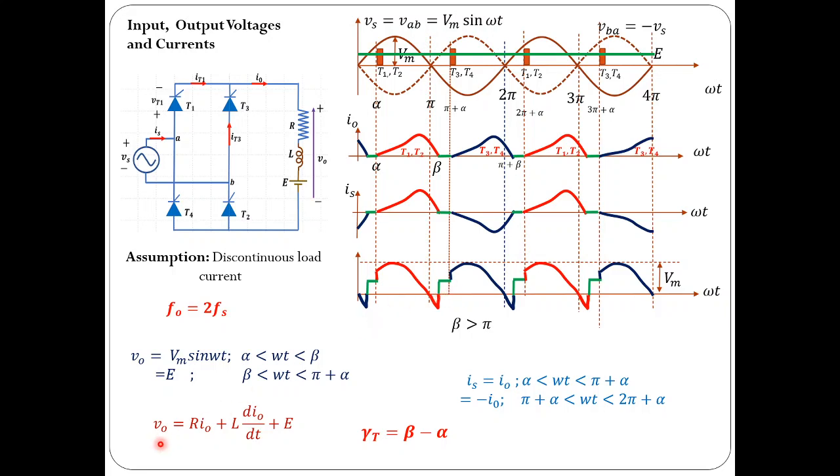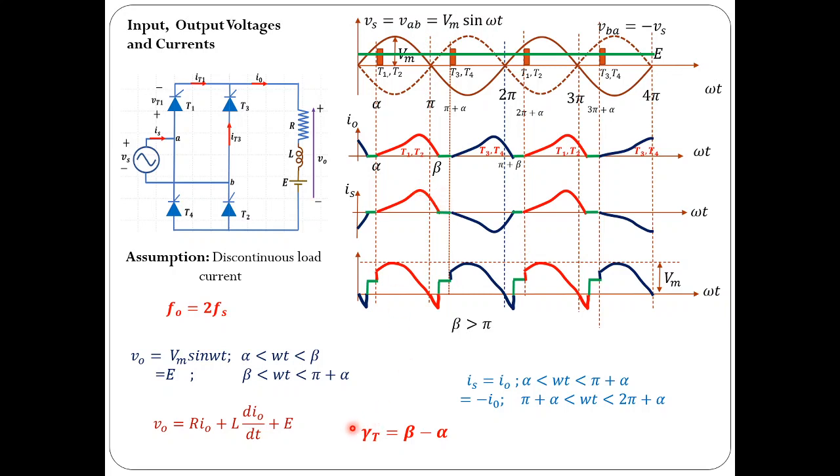Now, this is the mathematical expression for V0. Coming to the mathematical expression for I0, you have to solve this equation. The output voltage is equal to R times I0 plus L times di0 by dt plus the battery voltage. Solve this equation by considering the initial and final values of current. The initial value of the current at omega t equal to alpha is 0, and the final value is also going to be 0. Using these two conditions, you can solve this first order differential equation and get the mathematical expression for the current. It is going to rise slowly and reach a peak value somewhere between alpha and pi, and then fall back to 0.